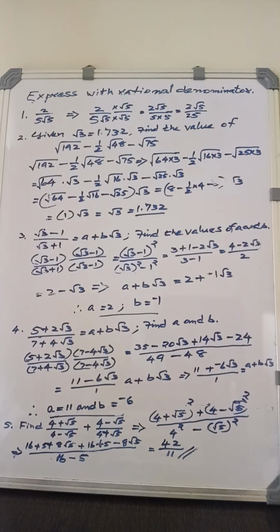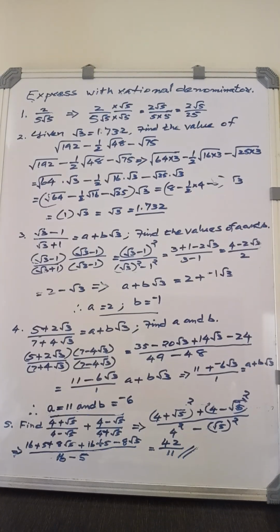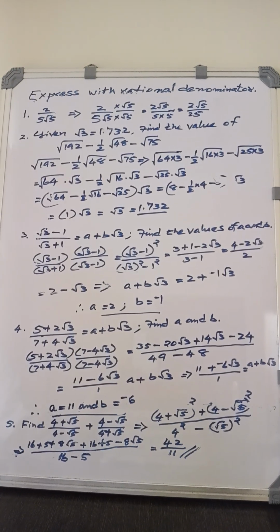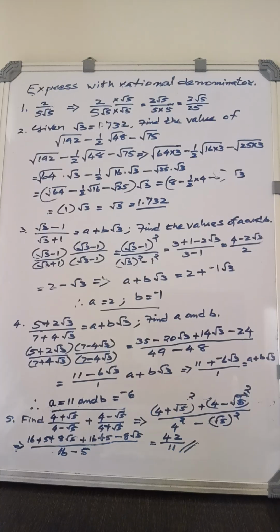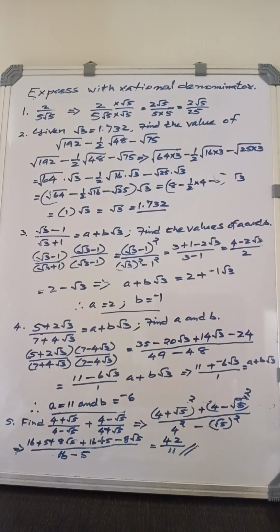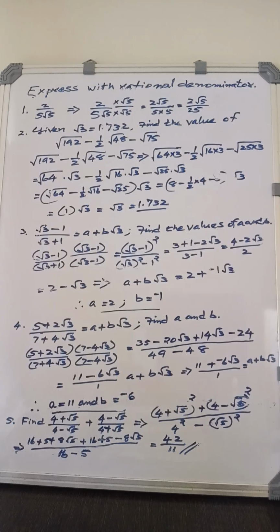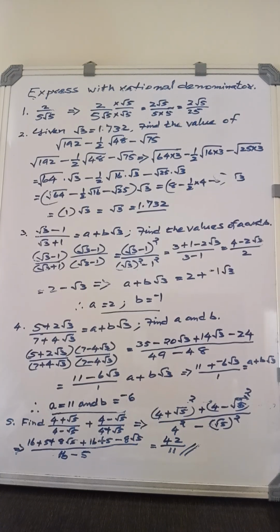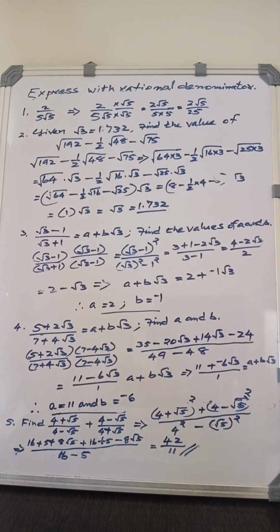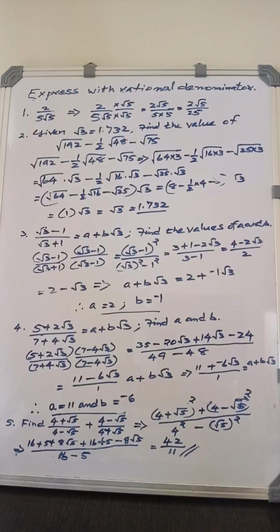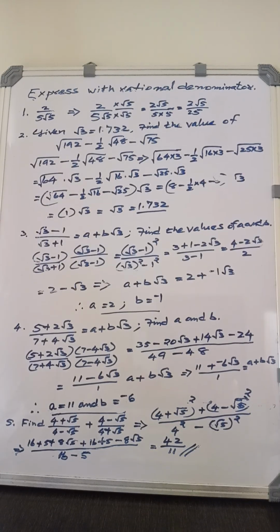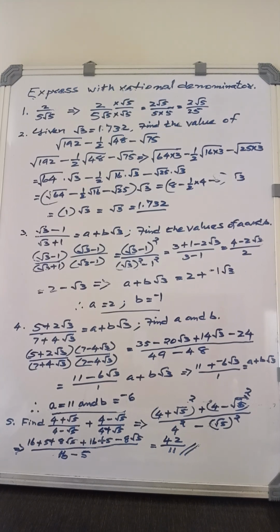Here we are discussing irrational numbers. A rational number with a denominator consisting of an irrational factor is not in the simplest form. For that, we have to eliminate the irrational factor from the denominator. Then only the rational number p by q becomes the simplest form.